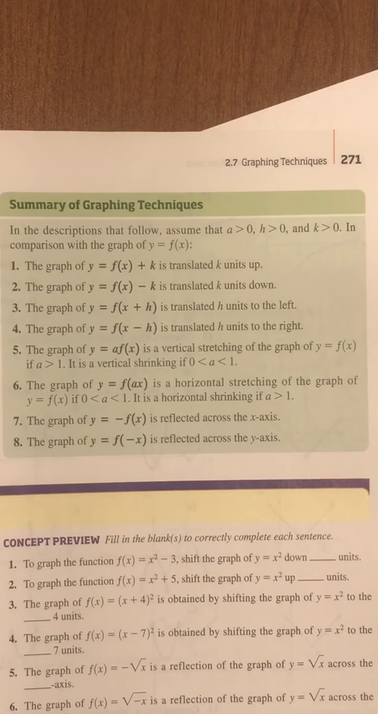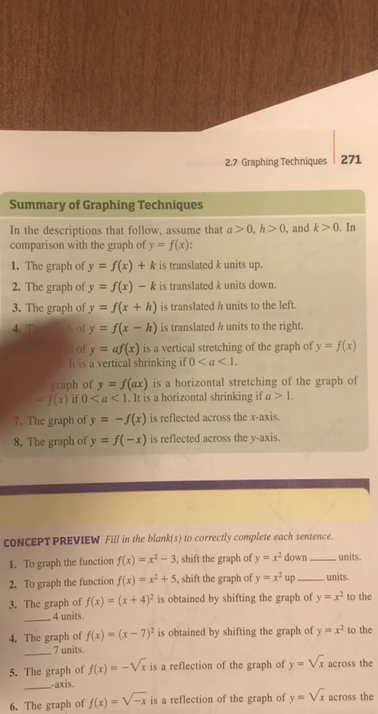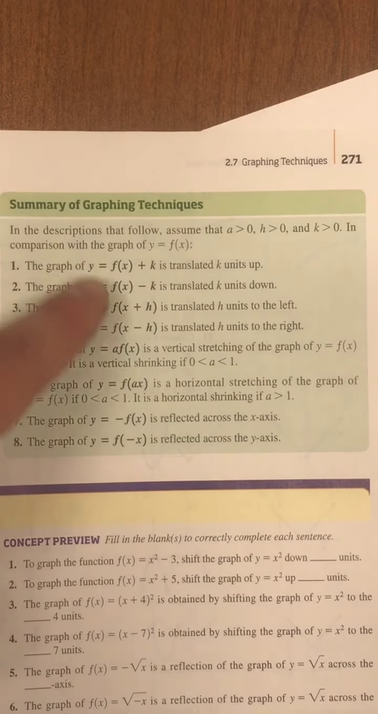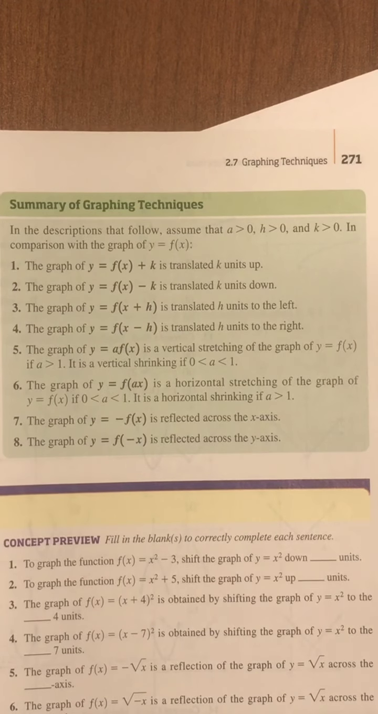This is section 2.7, Graphing Techniques. On page 271, we have a summary of vertical and horizontal translations, vertical shrinking and stretching, and y-axis, x-axis reflections. So we're going to take a look at these. Pause and write these down, have access to this, and we're going to use these to start. Then we're going to talk about even and odd functions as well.